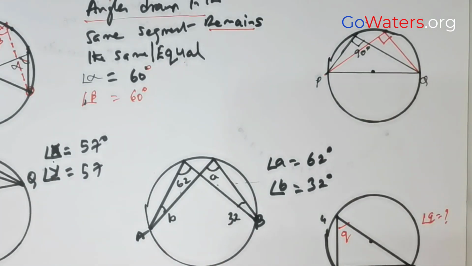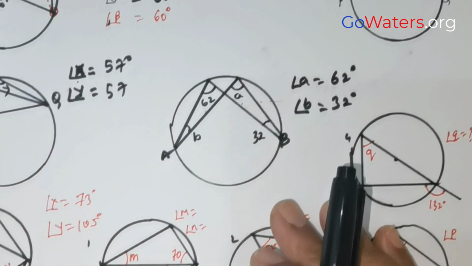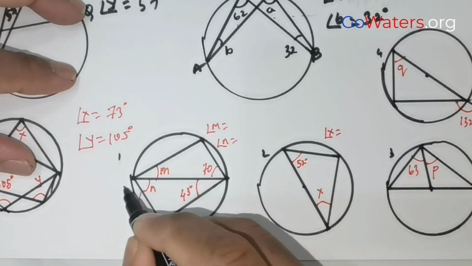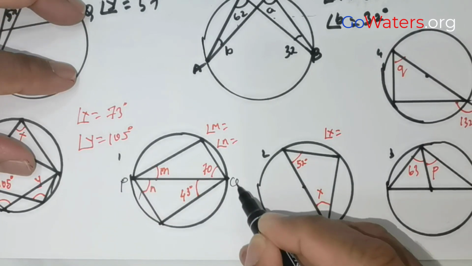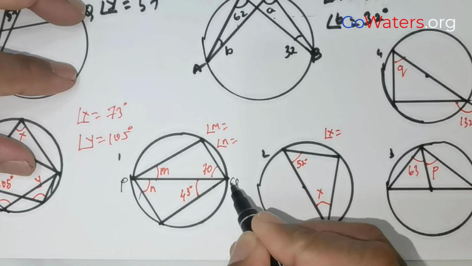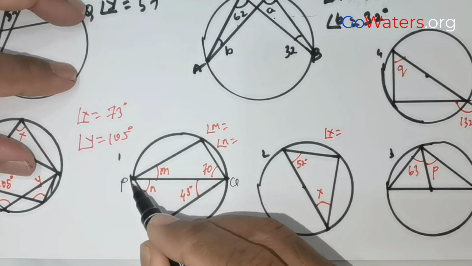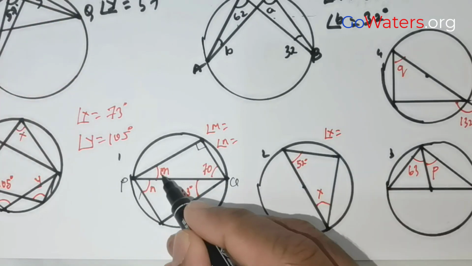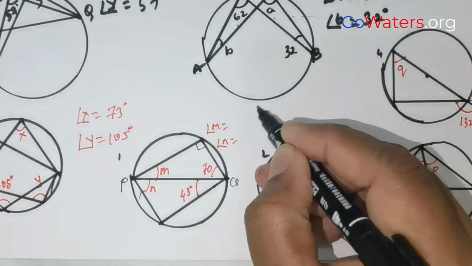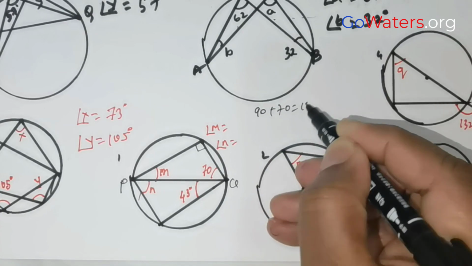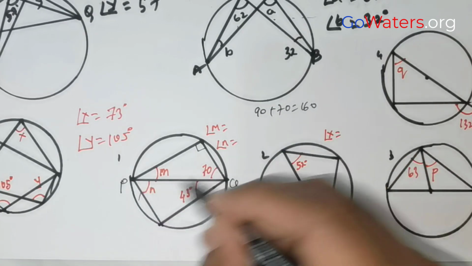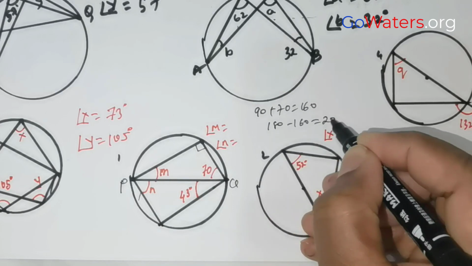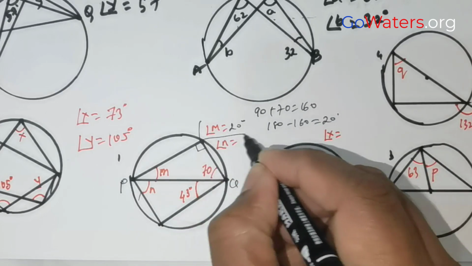So by applying that rule, if we were to take this point as P and this point as Q, having P and Q as the vertices, if a triangle is drawn, this is going to be 90 degrees. We are expected to find the value of M. So if we add 90 plus 70, I would get 160. The total of the angles in a triangle is 180. So from 180 you subtract 160, you get 20 degrees. So angle M is 20 degrees.